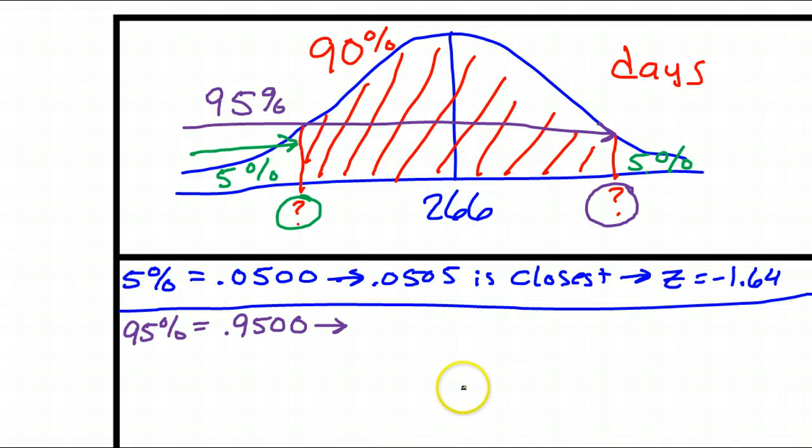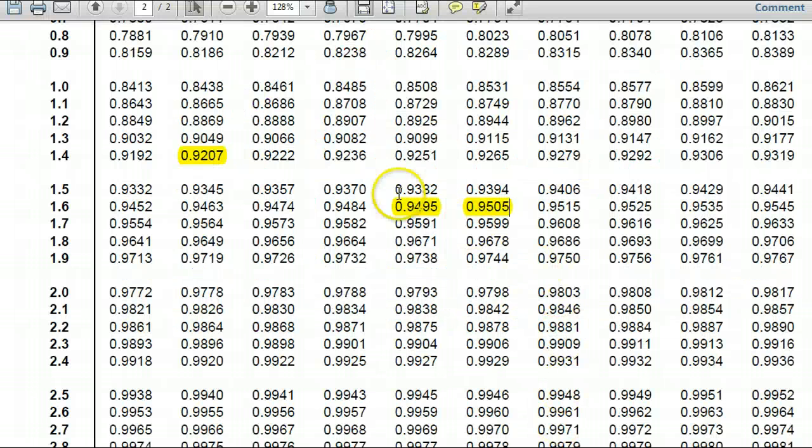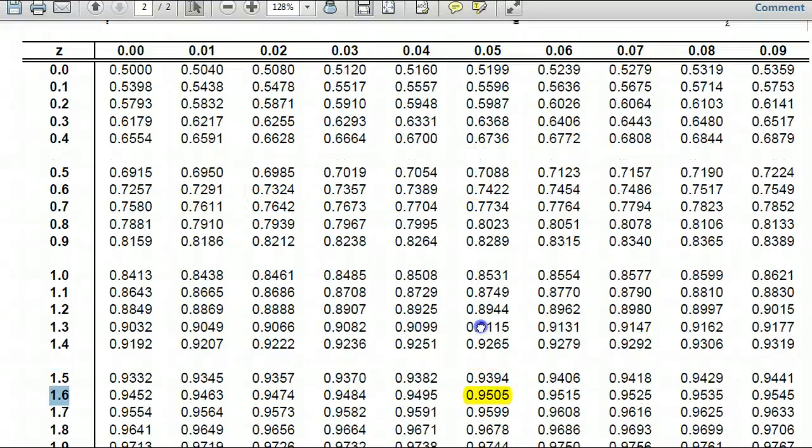Okay, I'm going to use the 0.9505. So 0.9505 is closest. All right, and that is going to give us a z-score of 1.65.